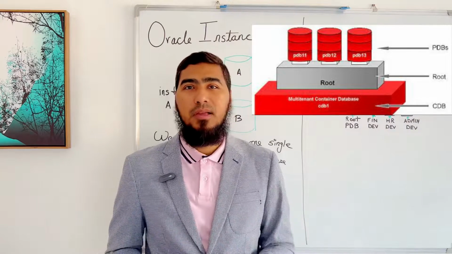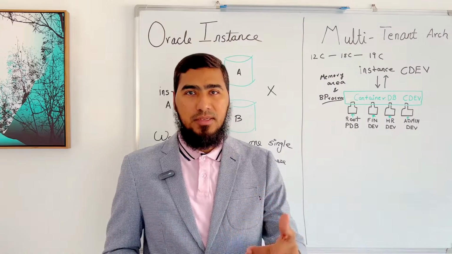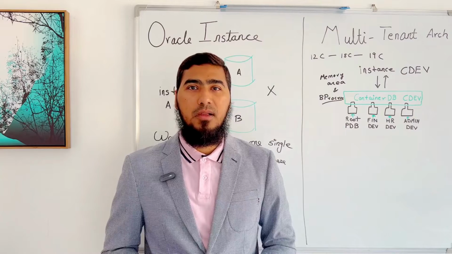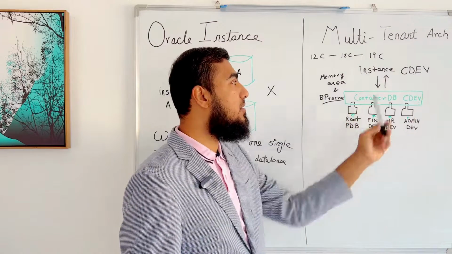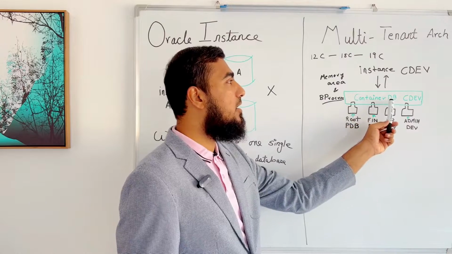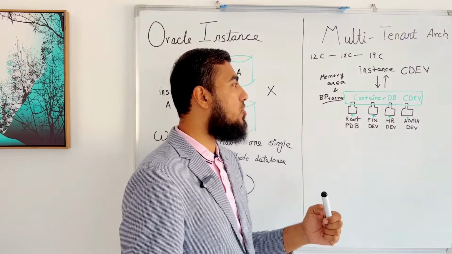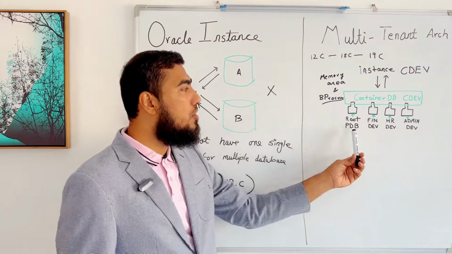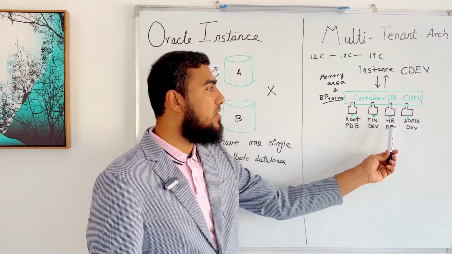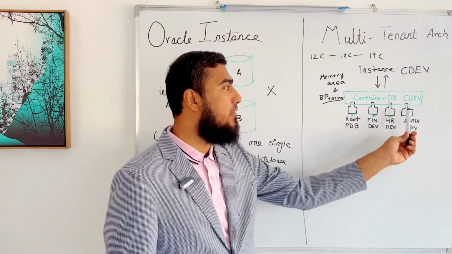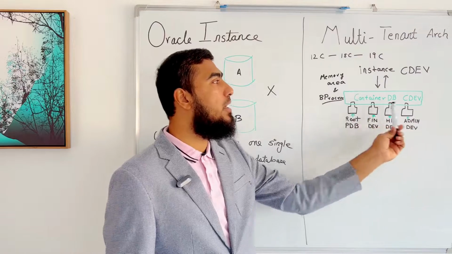From the diagram, let me make it simpler for you to understand what it is, and in the upcoming session we will look more into that. So we have instance CDB, that is container database CDEV. Now the container will have an instance, which is the memory area and background processes. We have a root PDB, we have the finance dev database, we have the HR dev database, we have the admin dev database. So we have 4 databases plugged into the container database.